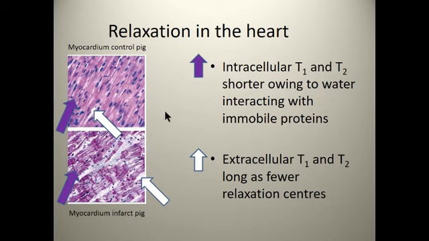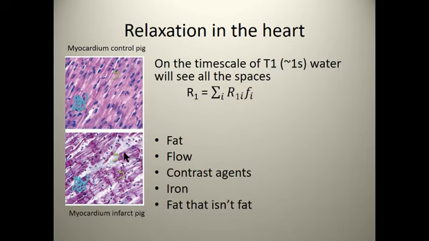So here we go, a histology slice from a pig. The purple stuff is myocytes, and the white stuff is extracellular space. The intracellular T1s and T2s are quite a bit shorter, owing to the water interacting with the high concentration of immobile proteins. Whereas the white stuff here, pointed to by the arrows, is extracellular water, and that has longer T1 and longer T2, as there are fewer relaxation centers. In the infarcted case, the extracellular space is increasing, and so you're going to get more of this.